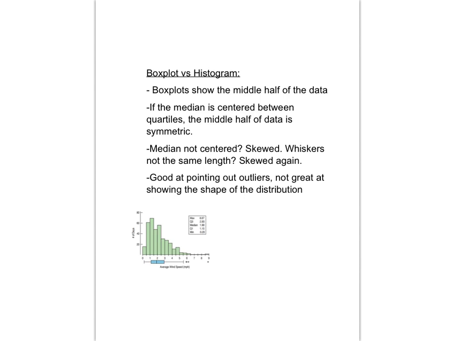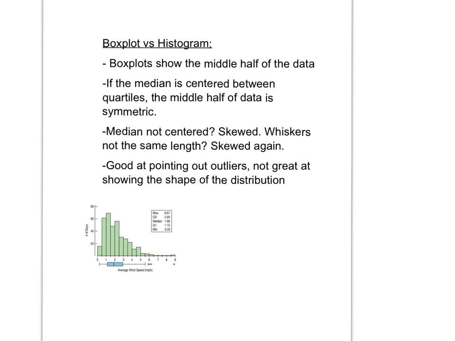Alright, so a quick note about box plots and histograms. We talked a little bit about this last class anyway, but remember that a box plot shows the middle half of your data really well if you think about it. You can kind of see that here too, because remember your IQR comes from the middle half of your data. It's Q3 minus Q1. If the median is centered in the middle half of your data, your data is symmetric. If your median is not centered, obviously you're going to have some skewed data. Whiskers not the same length, same skewed data. It's really good at pointing out outliers, but not great at showing the shape of the distribution. So if I ever asked you to describe the shape of the data, you'd want to create a histogram.